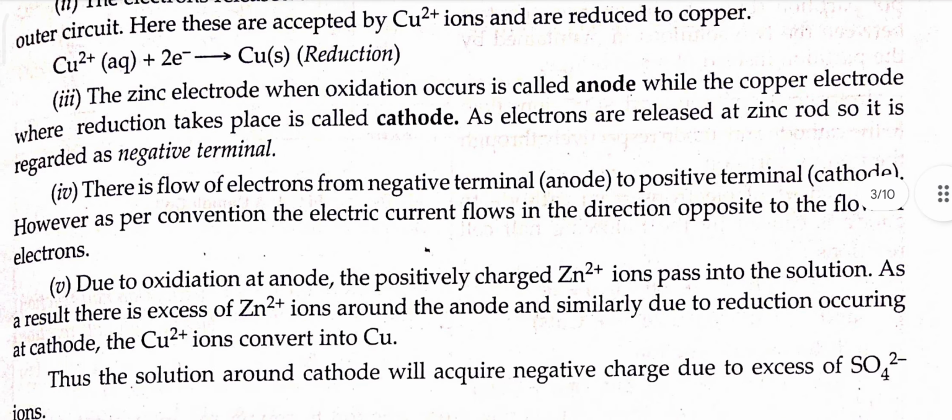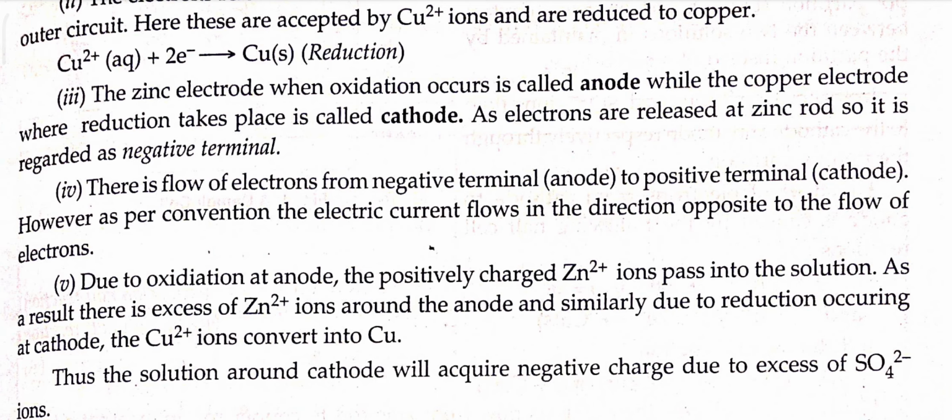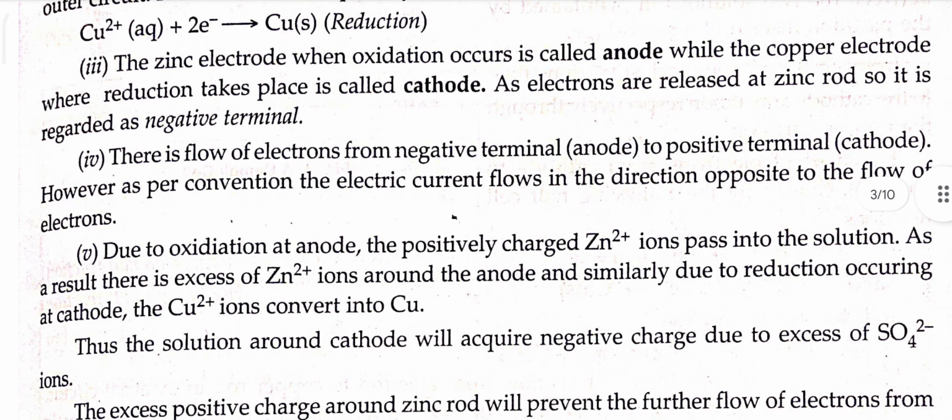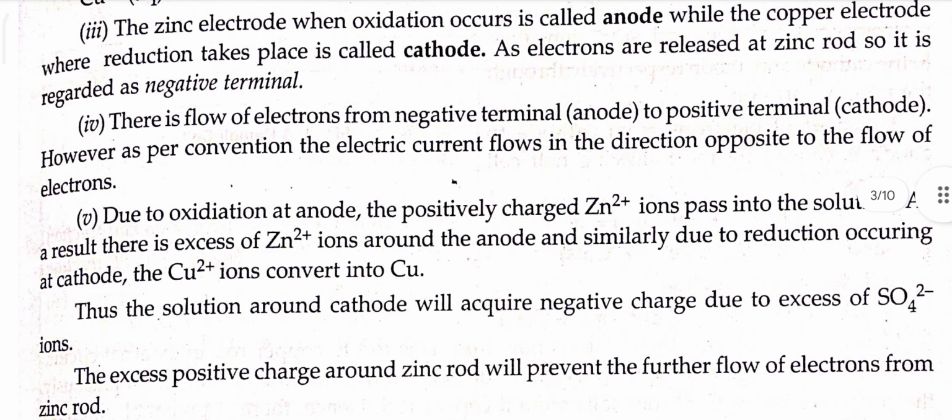Third, the zinc electrode, where oxidation occurs, is called the anode, while the copper electrode, where reduction takes place, is called the cathode. As electrons are released at the zinc rod, it is regarded as the negative terminal. Fourth, there is a flow of electrons from the negative terminal, anode, to the positive terminal, cathode. However, as per convention, the electric current flows in the direction opposite to the flow of electrons.